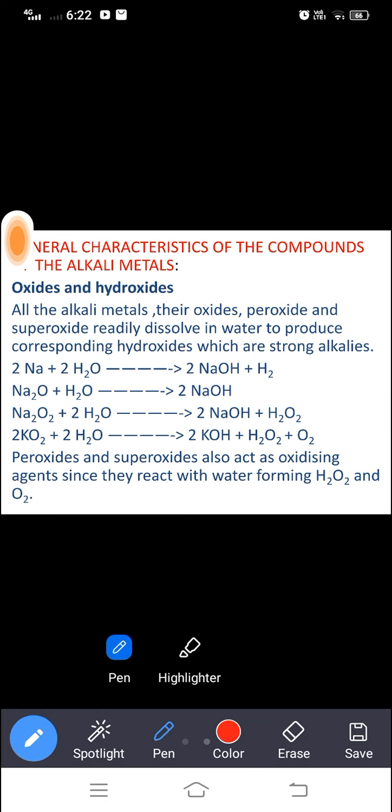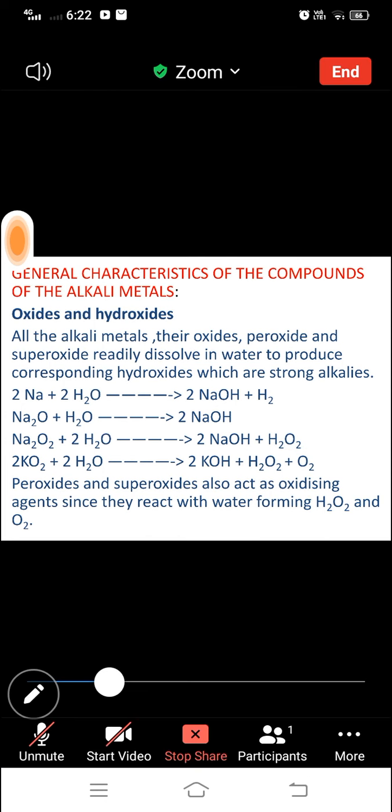So what we come to know from this slide is that peroxide and superoxide act as oxidizing agents, because when they react with water, they produce hydrogen peroxide with the liberation of oxygen. Due to that, they behave as oxidizing agents.